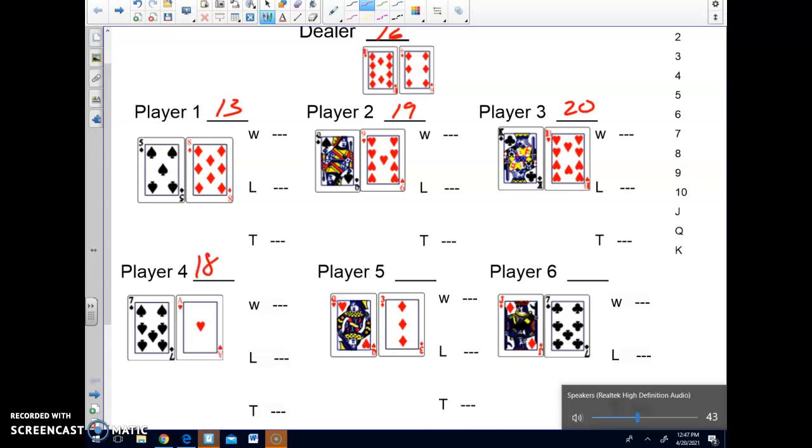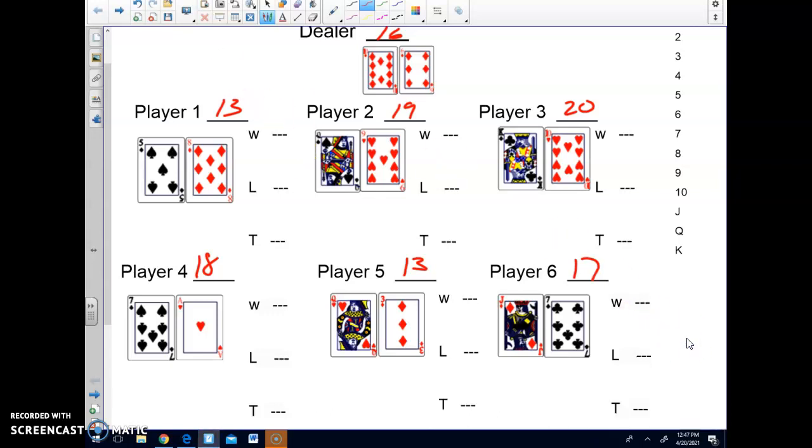11 and 7 is 18. As long as the 11 doesn't put you over 21, you make it 11. If the ace makes you go over 21, then you make it 1. 10 and 3 is 13. And 10 and 7 is 17. So that is how I get the scores of the hands.